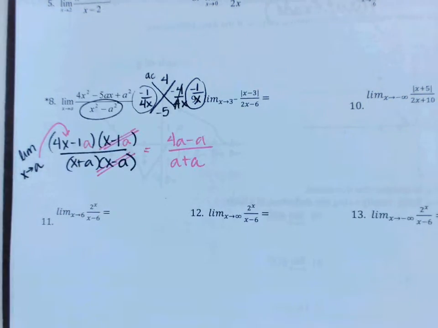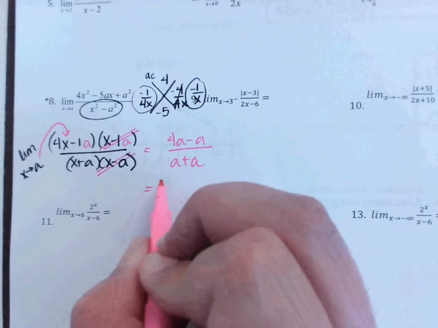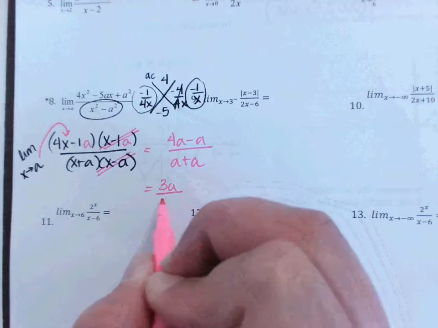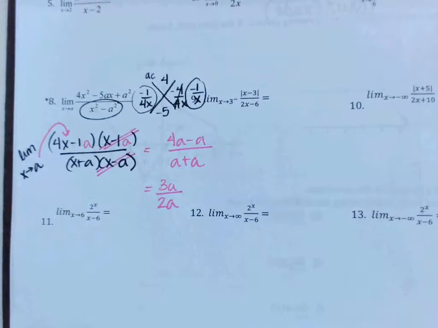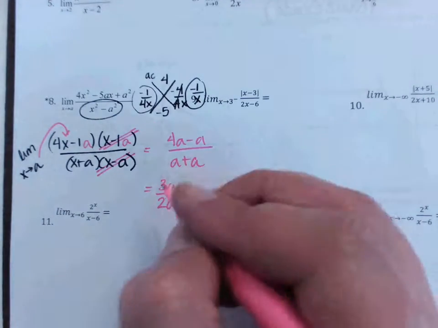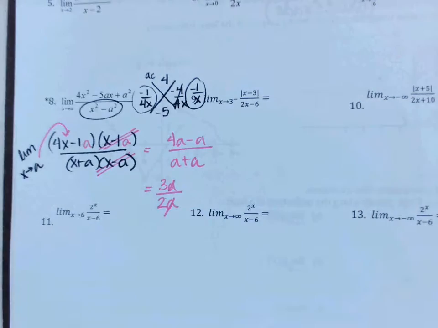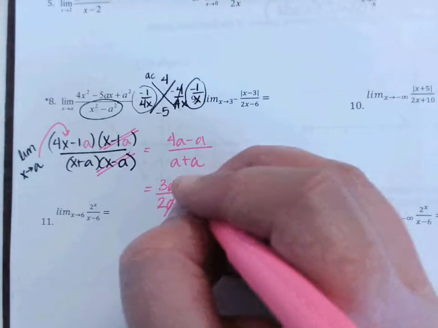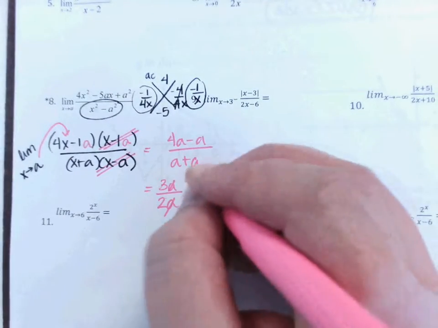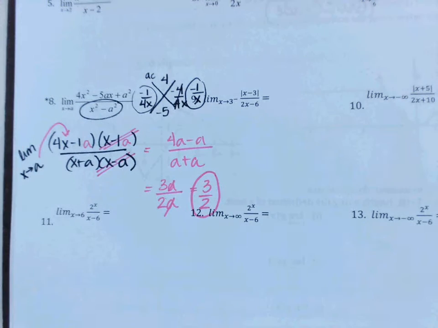So count up your a's on the top. What's 4a if I take 1a away? 3a. On bottom, what do I have? A plus a is 2a. Can I reduce one more time? They both have a's, and it's 3 over 2.